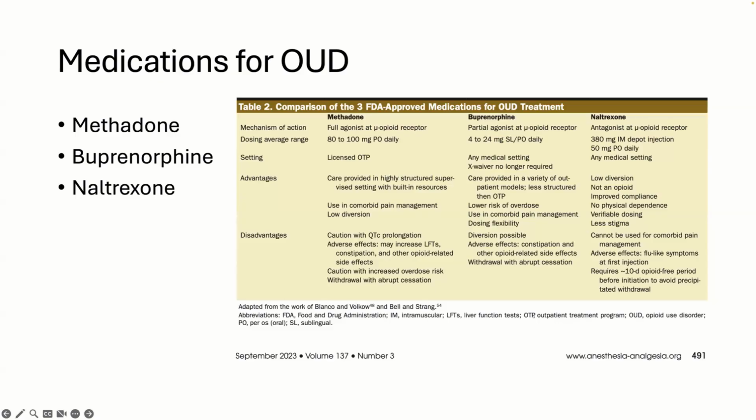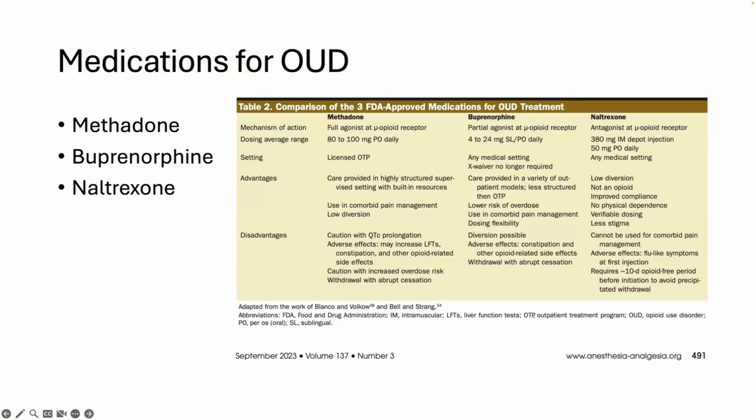The second medication, one that we encounter more frequently perioperatively, is buprenorphine. And this is a partial mu opioid receptor agonist with a very high receptor affinity. It can be prescribed in various different medical settings, and patients may be on a wide range of doses for it.